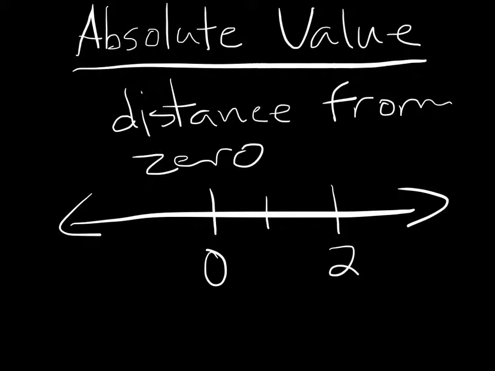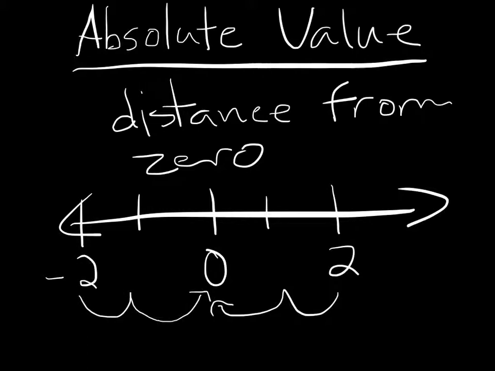Now, what that means is if you draw a number line, we put 0 there, and we talk about a 2, it is clearly 2 spaces away from 0. At the same time, if you talk about a -2, it is also 2 spaces away from 0. So absolute value is always positive because it's a measure of distance.